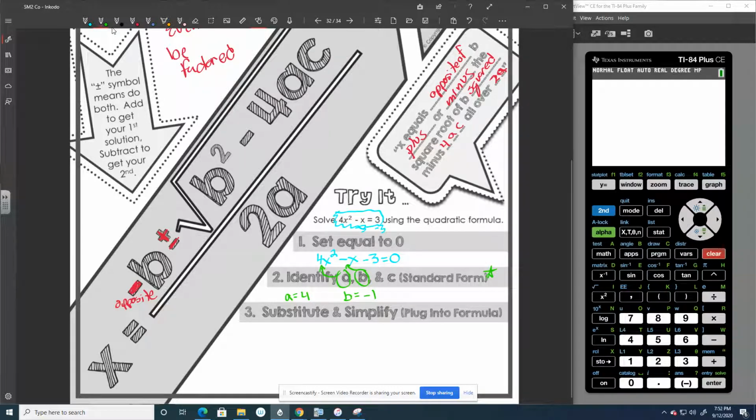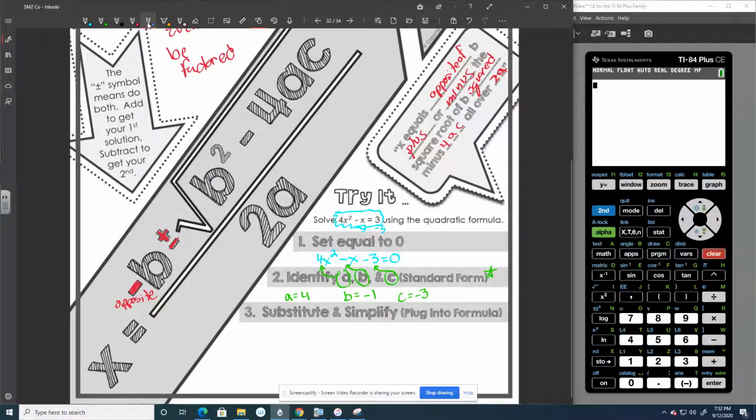If it was a plus x, it would be a positive 1. And then C is my constant right here at the end. Be really careful because that's a negative 3. That minus in front makes it a negative 3. Now the easy part: plug it in, simplify, and solve.